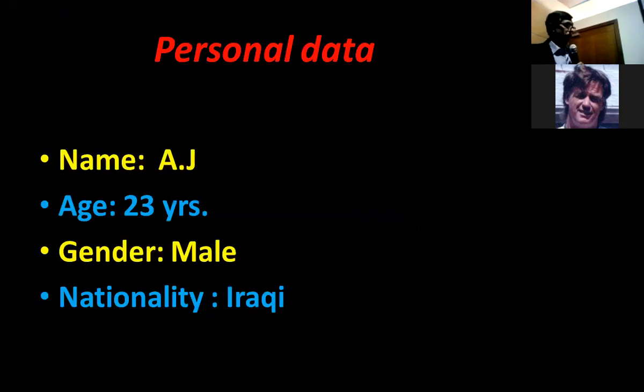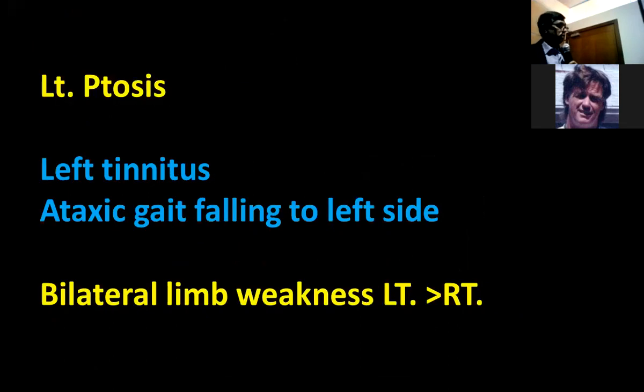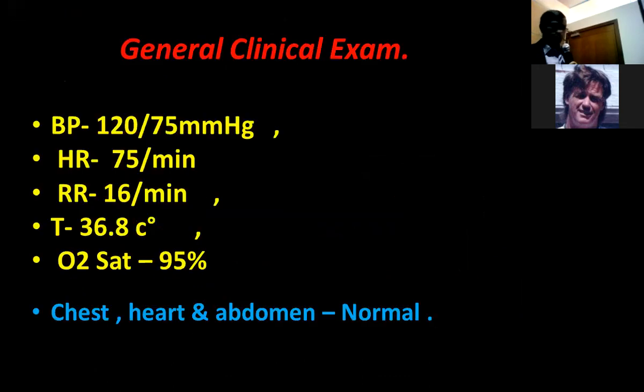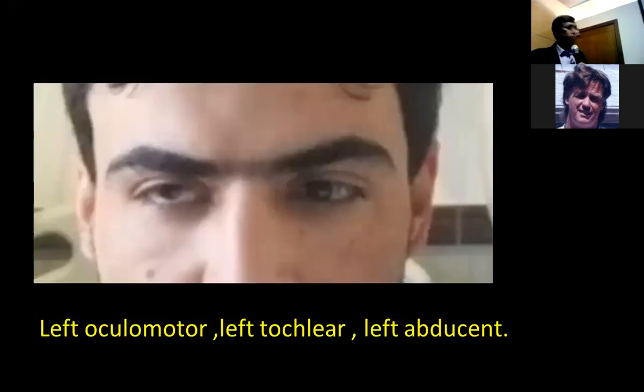So our patient for today, a 23-year-old from Iraq, presented with increased intracranial pressure, and this was coupled with cranial nerve deficits. He had ptosis, tinnitus, ataxic gait, and limb weakness. General examination was normal. That's him with left oculomotor, left trochlear, left abducent, left facial. All the cranial nerves on the left side are affected. So you can tell and you can swear that he has a pontine lesion, because this is the only way you can get these lesions. The brainstem must be pontine.